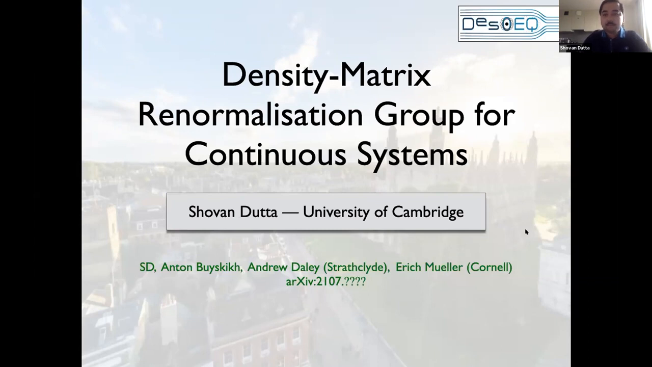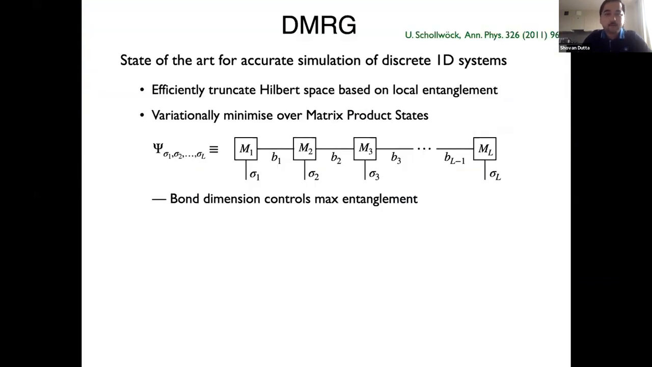Okay, so just a very brief overview. The way DMRG actually works in a discrete setting is that it efficiently truncates the many-body Hilbert space based on the local entanglement to a manageable size so that you can get the ground state as well as time evolution in polynomial time, rather than exponentially diverging with the system size.